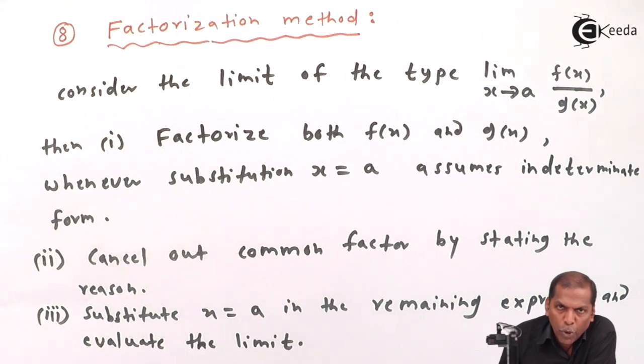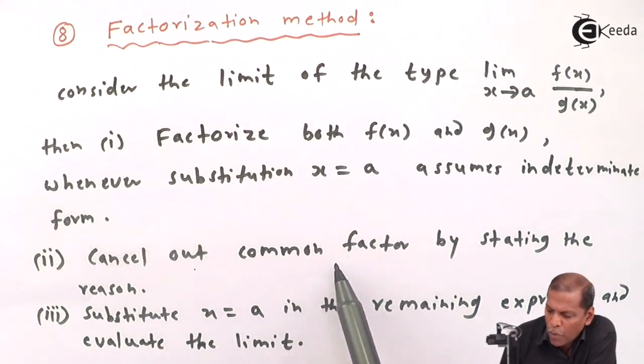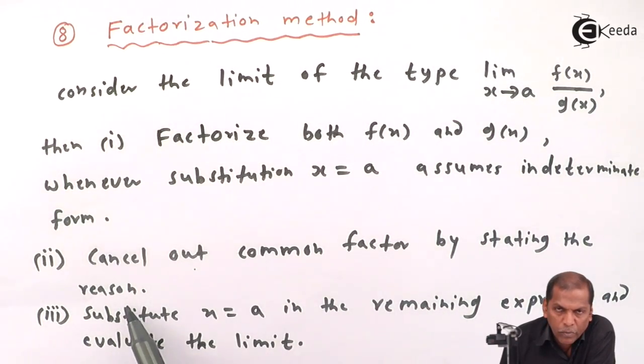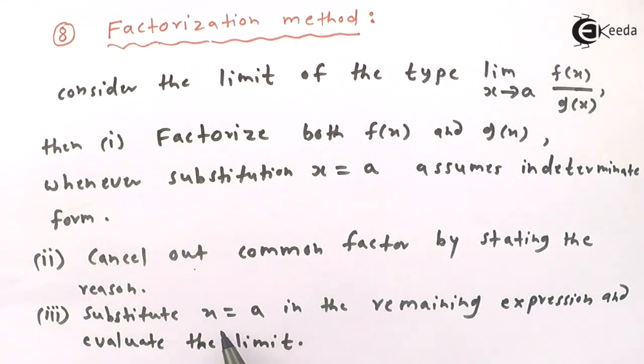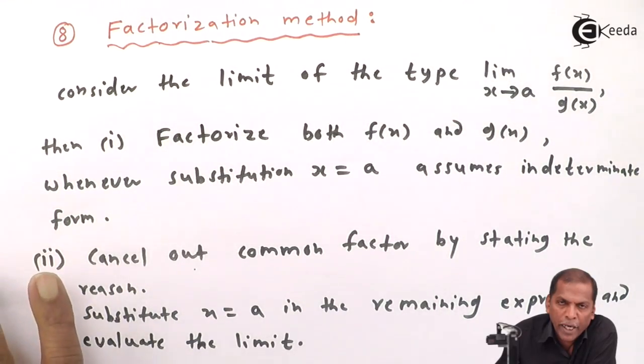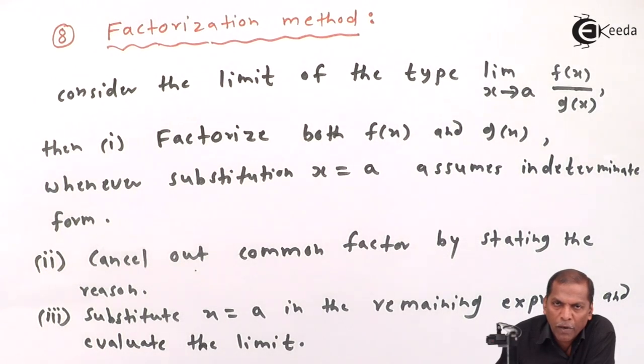Then we have to proceed to step number 2, that is, cancel out the common factor by stating the reason. And finally we go for step number 3, that is, substitute x = a in the remaining expression and evaluate the limit. So in this way we get the answer by using the factorization method.